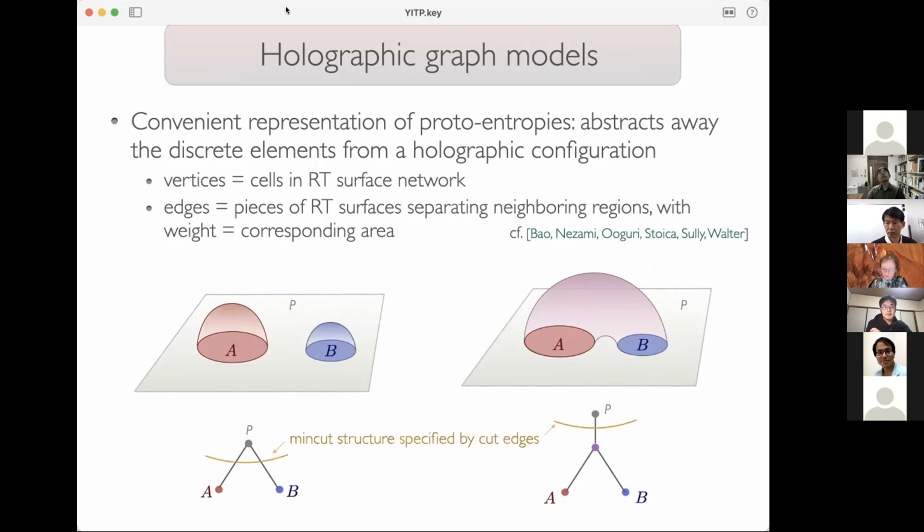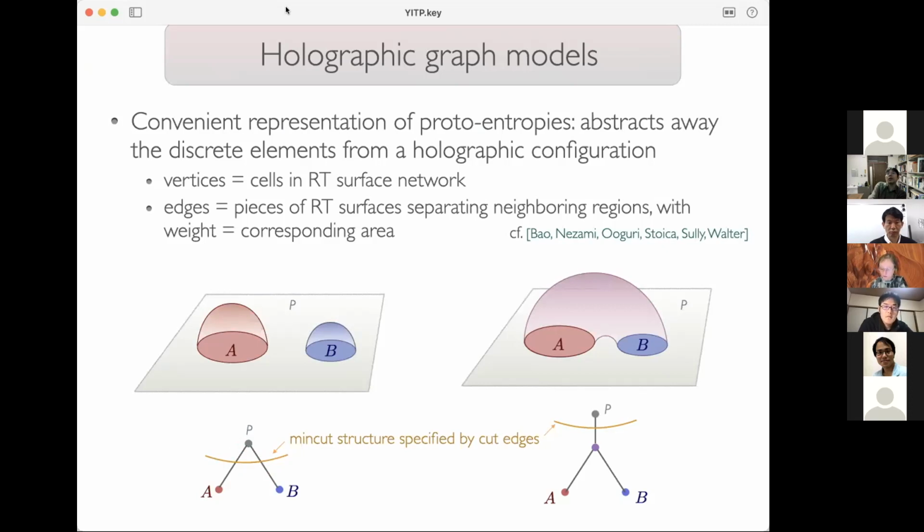Now to each edge, you assign a weight that's given by the area of that part of the surface. And the entropy is then computed by the minimal cut of this graph, where you sum up the edge weights. So that's a framework that you can use to get a model for the holographic entropy setting in much more discrete, simpler systems.